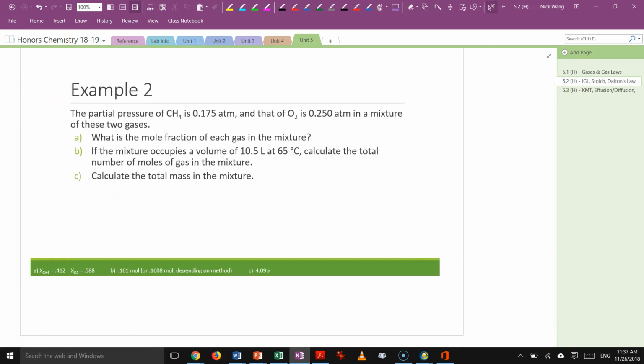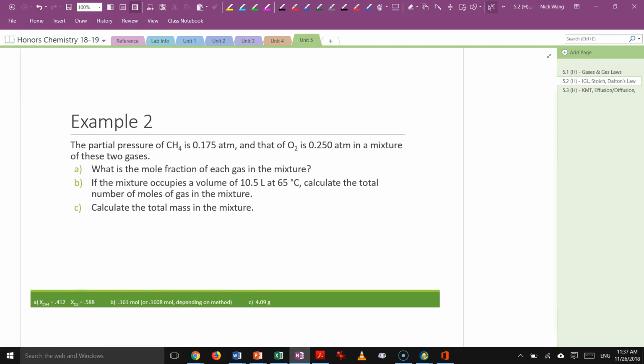Example 2 here. The partial pressure of CH4 is 0.175 atmospheres, and that of O2 is 0.250 atmospheres in a mixture of these two gases. What is the mole fraction of each gas in the mixture? If the mixture occupies a volume and so on and so forth, calculate the total volume, and then calculate the total mass inside this container. So this problem is going to have a couple of parts, obviously. So let's do what we can. First of all, what's the mole fraction of each gas in the mixture? Well, let's take a look.